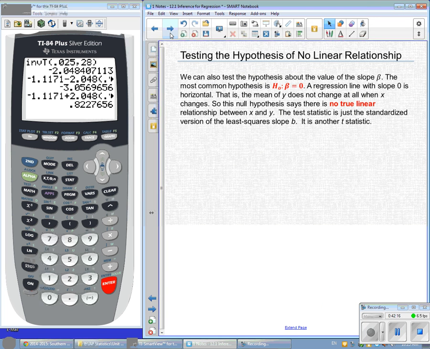Okay, so when we're doing tests of significance, our null hypothesis usually represents that there's no change or no difference or no association.